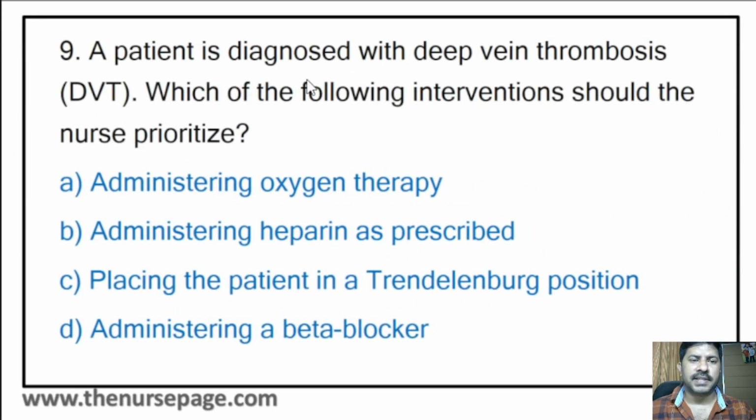Ninth question. A patient is diagnosed with a deep vein thrombosis or DVT. Which of the following interventions should the nurse prioritize? Administering oxygen therapy, administering heparin as prescribed, placing the patient in a Trendelenburg position, administering a beta blocker. Correct answer is administering heparin as prescribed. That is an important intervention in the case of DVT.